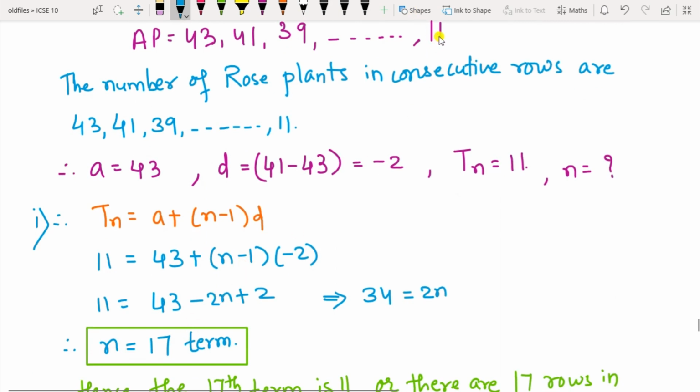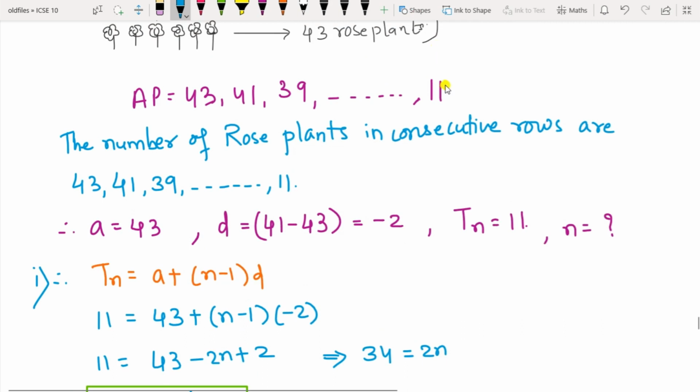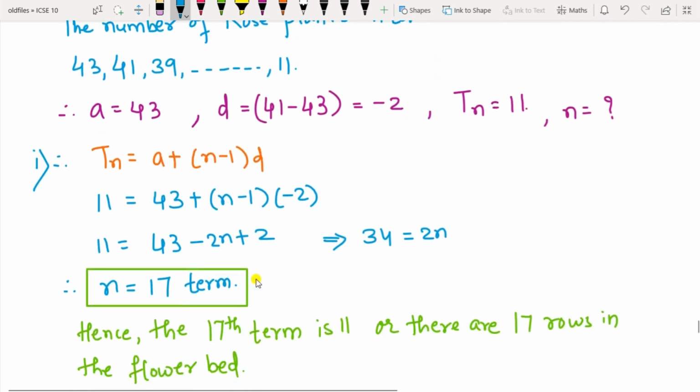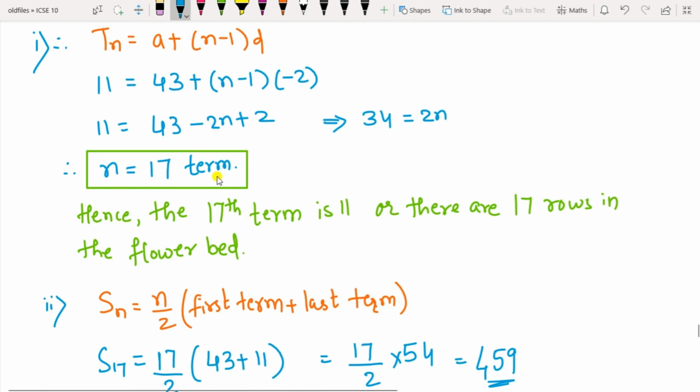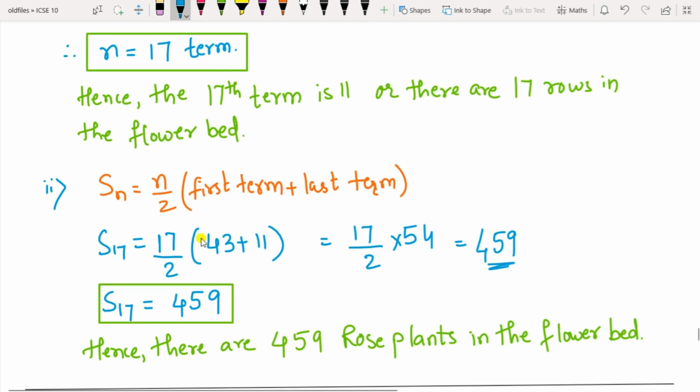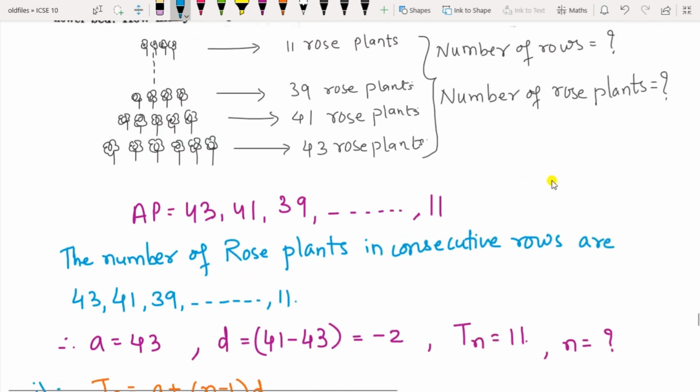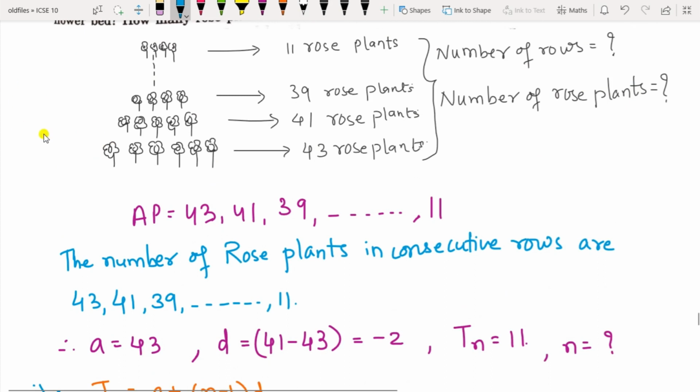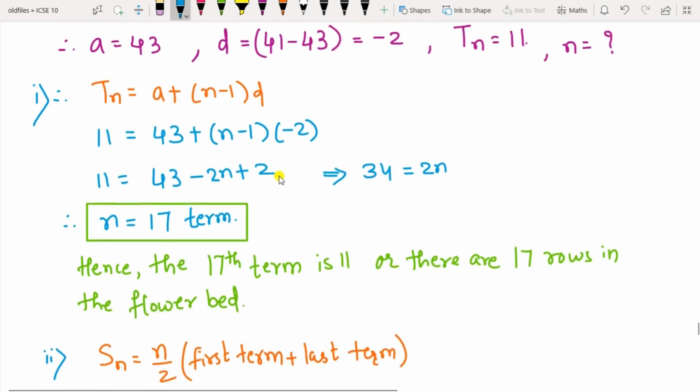That means you have to find the value of n here. What is the term which will have 11 rose plants? By applying the formula Tn equals a plus n minus 1 d, n will be 17, so there are 17 rows. If the 17th term is there, it means there are 17 rows in the flower bed. Now the sum total you have to find, because they are asking the number of rose plants, so all these plants you have to count.